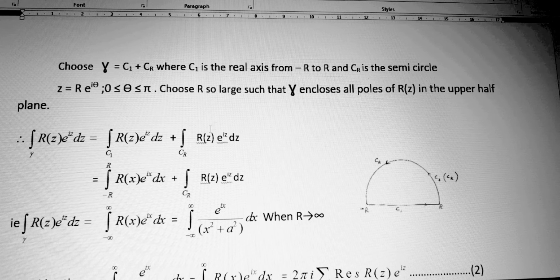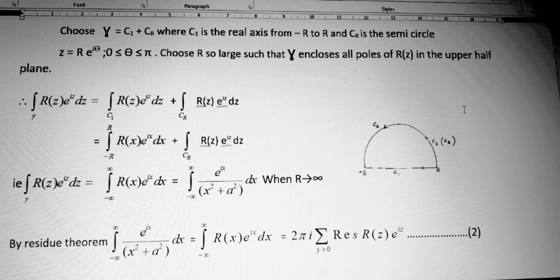Now choose gamma equal to C1 plus CR, where C1 is the real axis from minus R to R and CR is the semicircle z equal to R e raised to i theta, where 0 is less than or equal to theta less than or equal to pi. Choose R so large that gamma encloses all poles of R of z in the upper half plane.